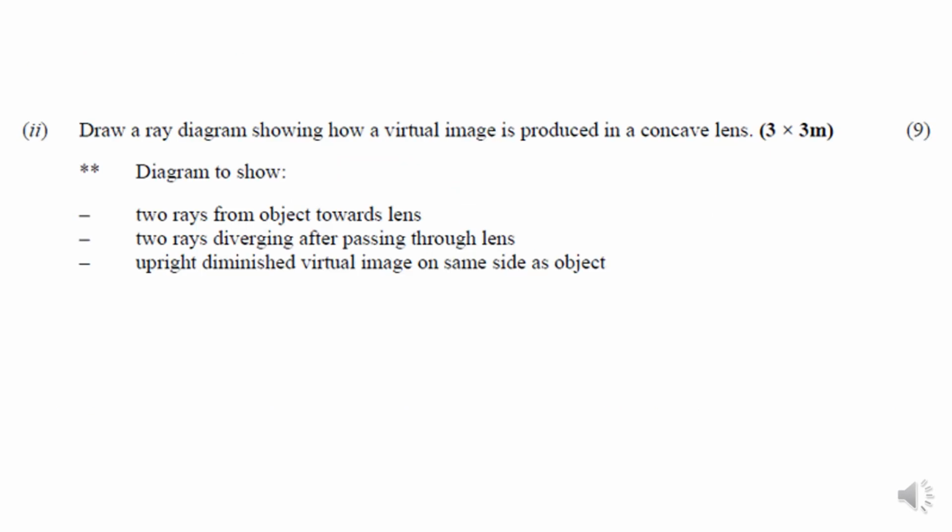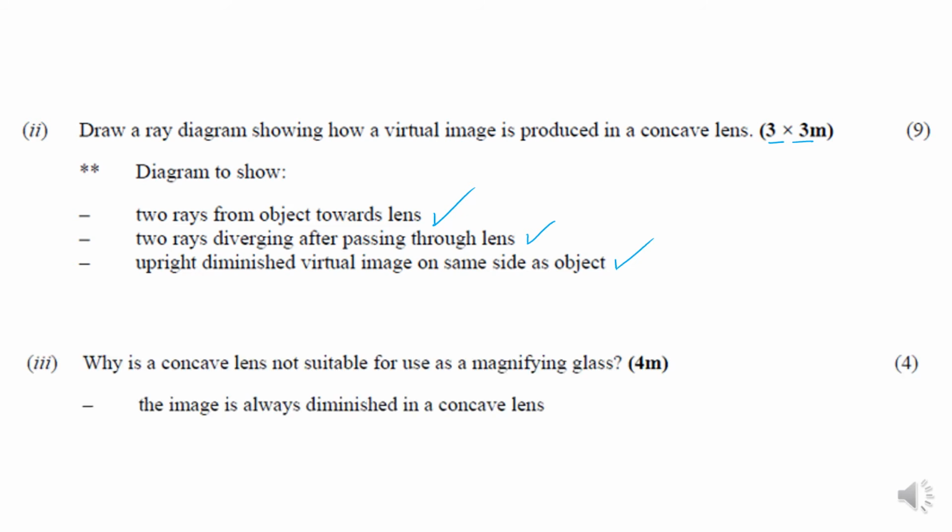So there were 9 marks going for this part of the question for the diagram, and they're given out in 3 threes. So the first 3, did I draw 2 rays from the object towards the lens? Yes, I did. Did I show 2 rays diverging after passing through the lens? Yes, I did. And did I get an upright, diminished, virtual image on the same side as the object? Yes, I did. So 9 out of 9. And why was the concave lens not suitable to magnify? The image is always diminished in a concave lens. So yes, another 4 marks for me.